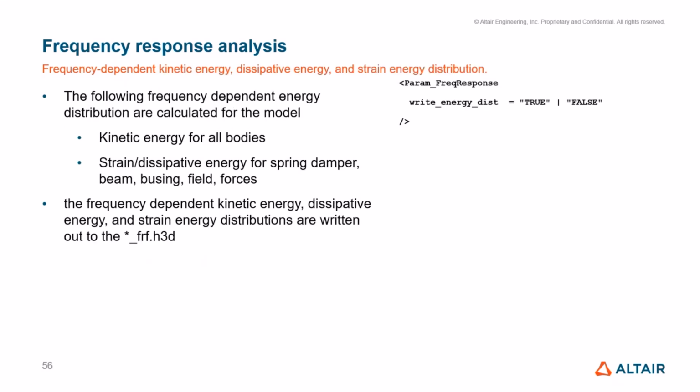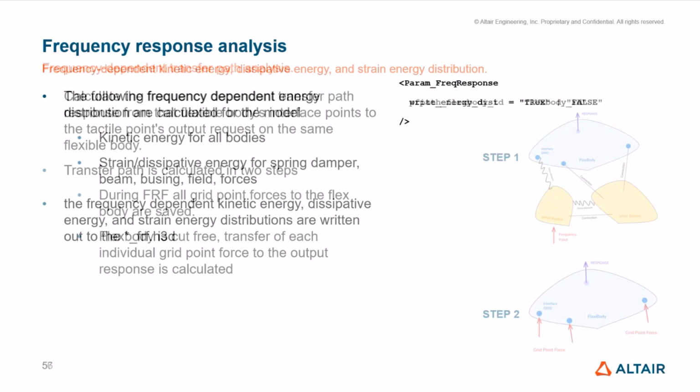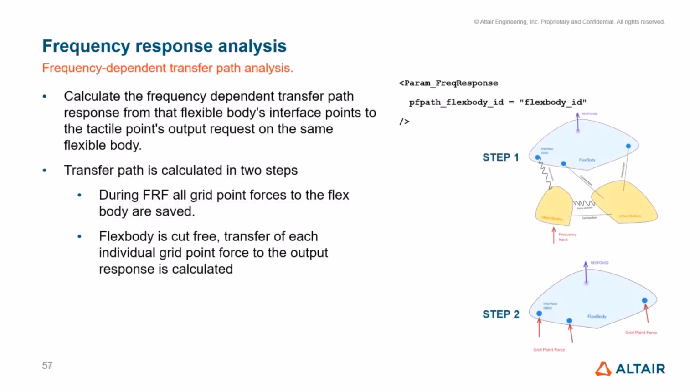The next feature is write energy distribution. So you can write the kinetic energy distribution for all the bodies and the strain and dissipative energy for all the force elements like spring, damper, beams, bushings, fields, and forces. So these results are available in the frf.h3d file.